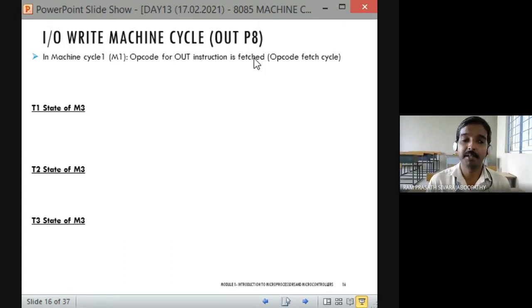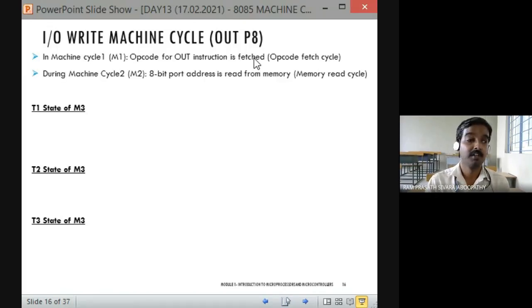So the first machine cycle is opcode fetch, as we said. What about the second machine cycle? First machine cycle, opcode fetch, very good. The second machine cycle is the memory read machine cycle, correct? The 8-bit port address is read from the memory, correct? The 8-bit address has been read from memory. Now it knows on what device it has to perform the write operation. Fine. What about the last machine cycle?